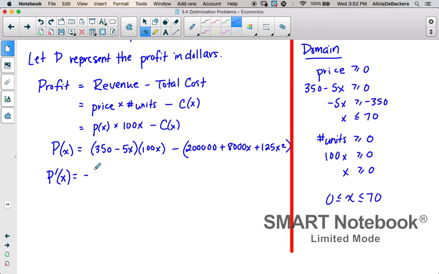Taking the derivative of the first piece here, I've got an f times a g, so I'm going through the product rule. Taking the derivative of the first bracket times the second bracket, plus the first bracket times the derivative of the second bracket. And then over here, I'm subtracting, and I'm going to take the derivative of each piece because it's all addition and subtraction. All right, and now I need to simplify this because I want to know when this equals 0.